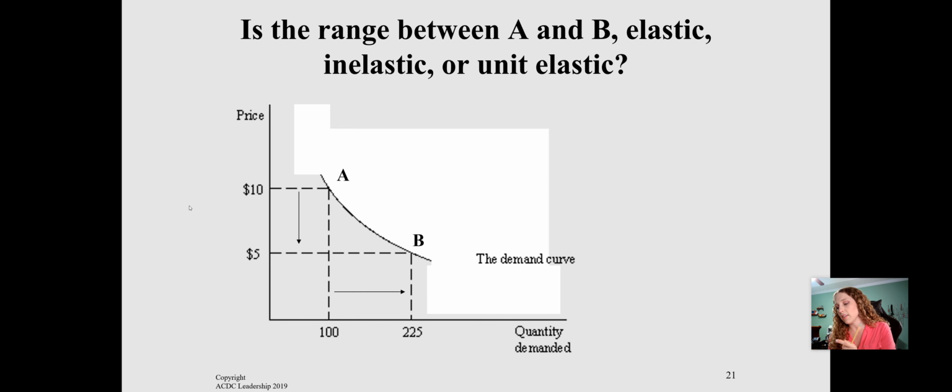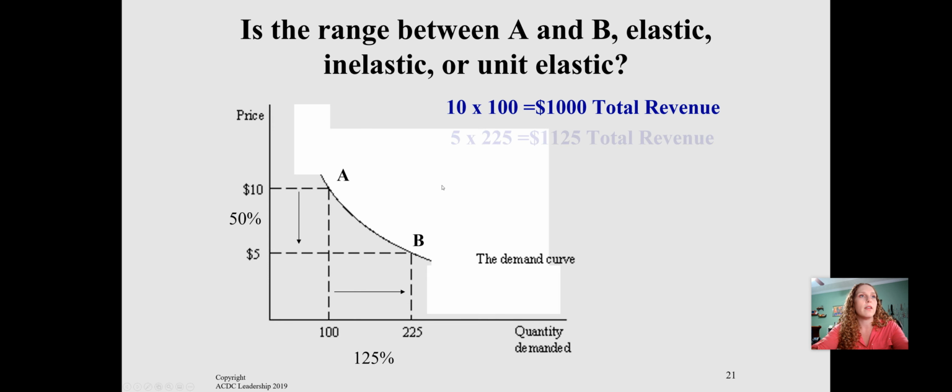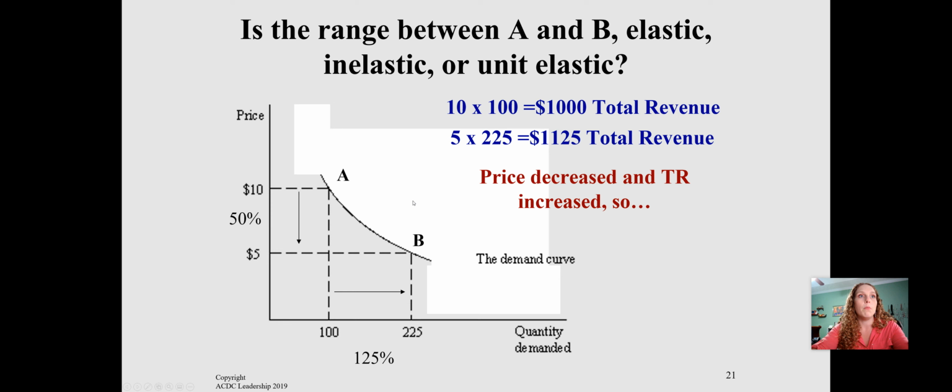All right, so let's take a look at this. At point A, the price is 10, the quantity is 100, so the total revenue there would be $1,000. And at B, we have $5 and 225 being sold, so price times quantity there would be $1,125. So overall, my price went down from A to B, and total revenue went up. Price decreased, total revenue went up. I don't look like an I, so that means the demand is elastic at that point.